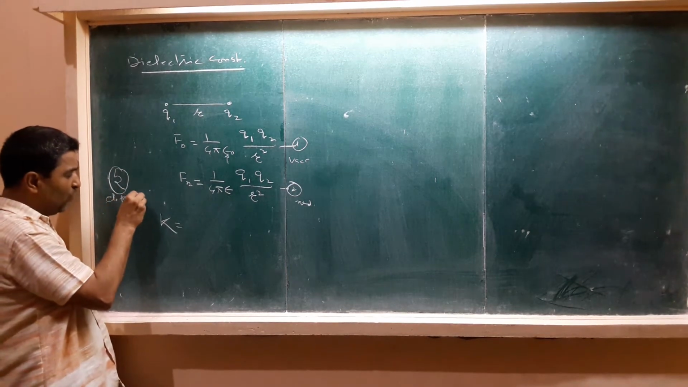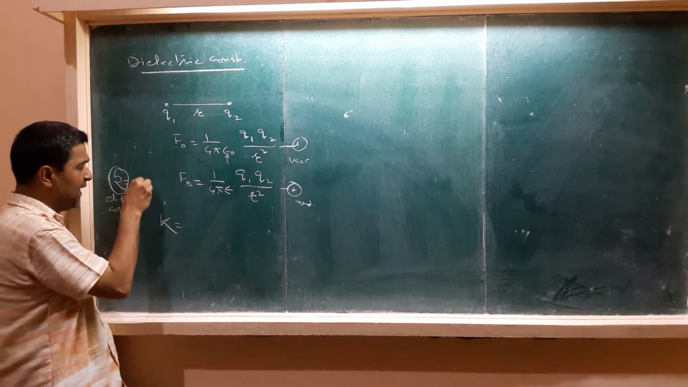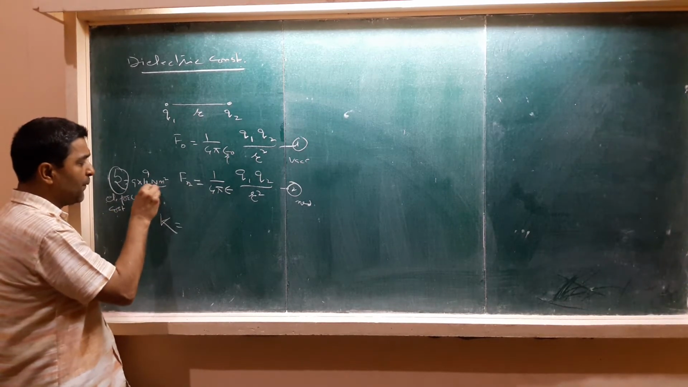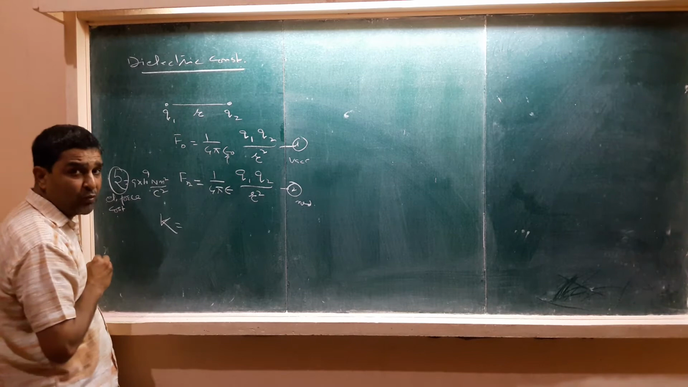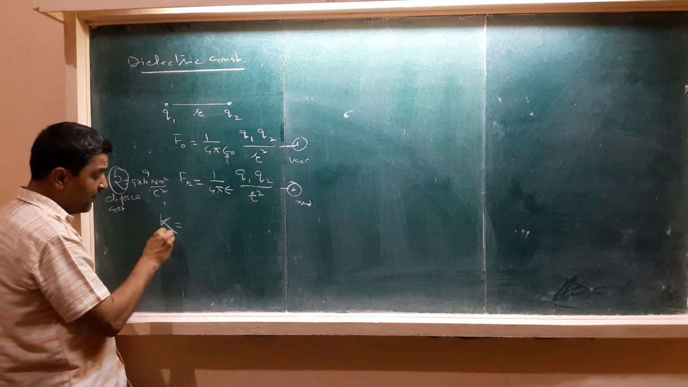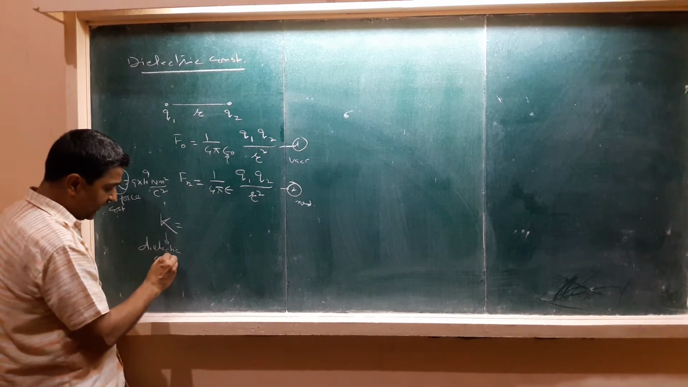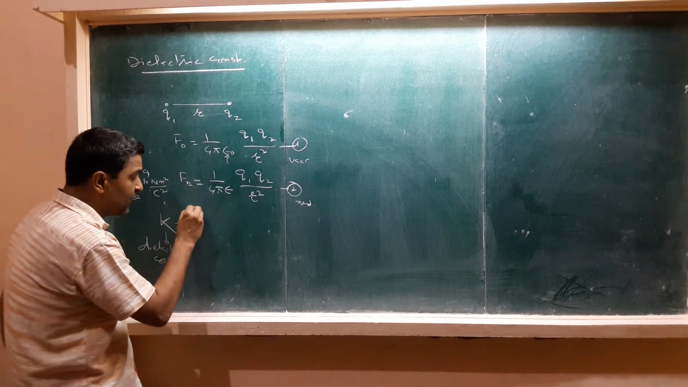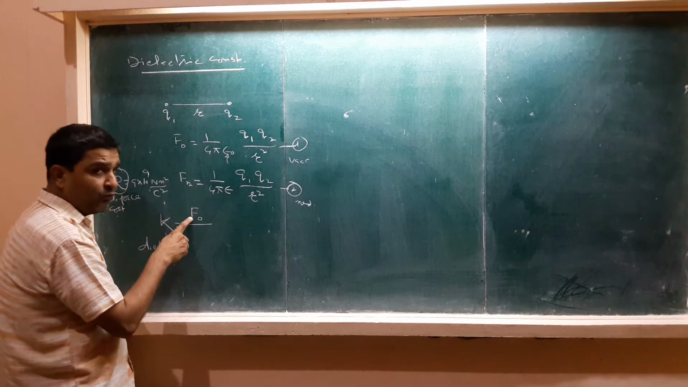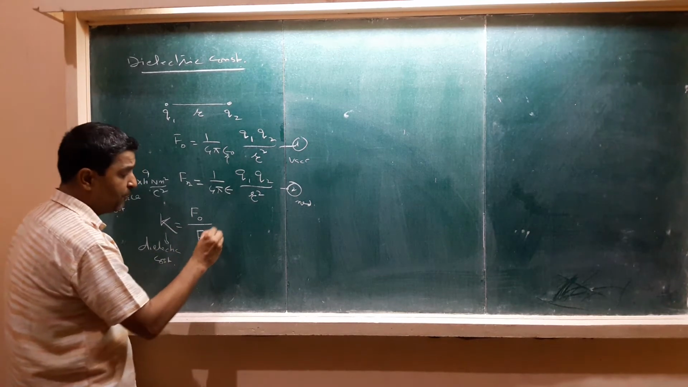Electrostatic force constant. You have already studied, the value is 9 × 10 power 9 Newton meter square per coulomb square. You already studied. This is capital K. This is nothing but the dielectric constant. Dielectric constant. This is what? Ratio of force between charges in vacuum to the force between charges in medium.